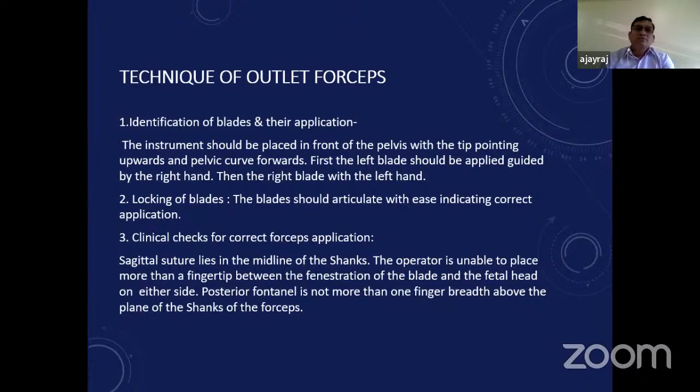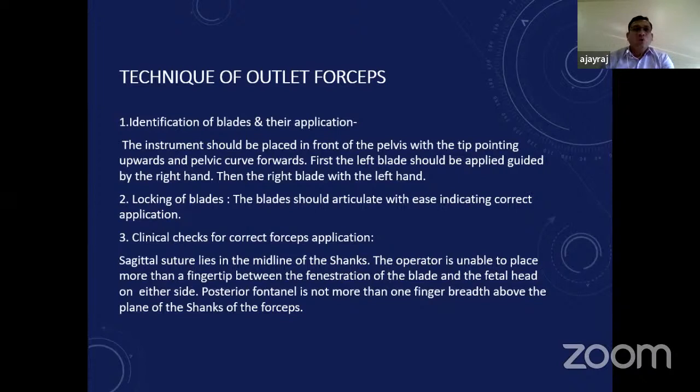Locking of the blades. The blades should articulate with ease, indicating correct application. If the forceps is not applied properly, then the locking will not happen. And if you apply some pressure, then the baby will pay for it. Clinical checks for correct forceps application. The sagittal suture lies in the midline of the shanks. The operator is unable to place more than a fingertip between the fenestration of the blade and the fetal head on either side.